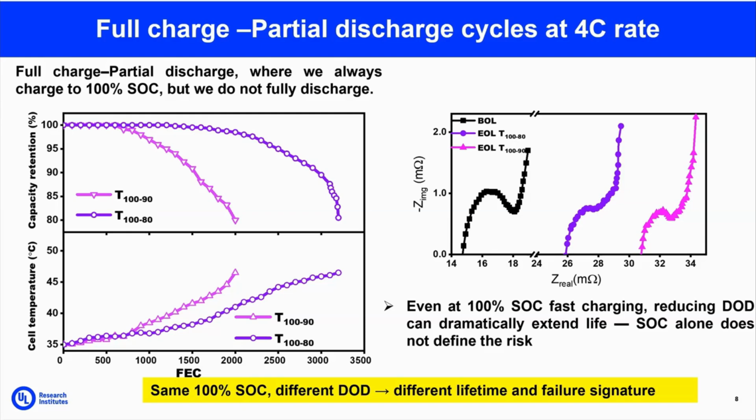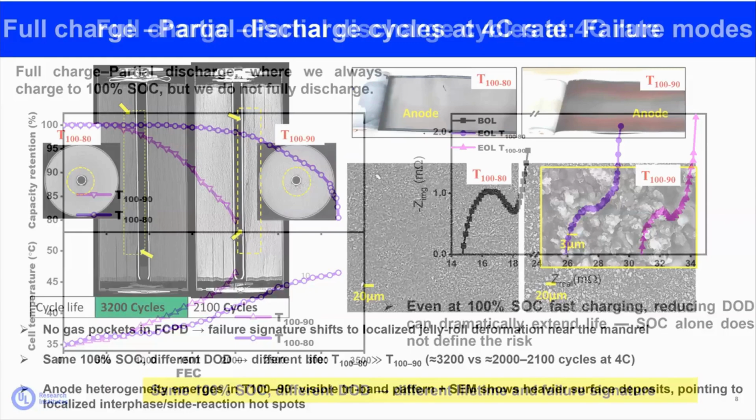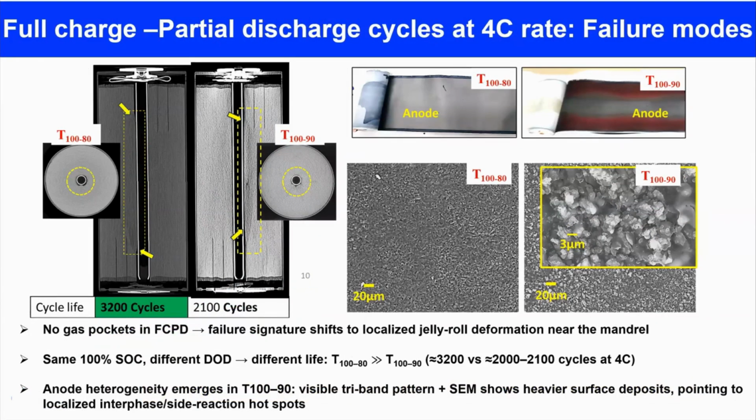So to probe those aging mechanisms, we again carried out a similar methodology, the tomography analysis. From the tomography analysis, we can clearly observe that in the 90 DOD condition the deformation was greater, and it did not occur near the tab locations, but at the center point of the jelly roll.